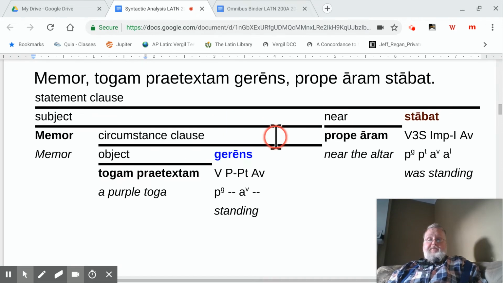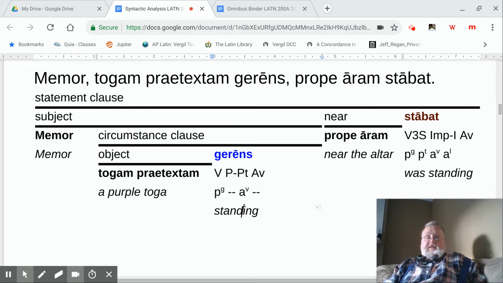We did it in class. So memor was standing, right? What can we say about memor? Notice a circumstance clause signified by gerunds. Standing is not standing, it's what? Wearing. See? Got to fix that. Wearing a what? A purple, not swearing, wearing a purple toga.